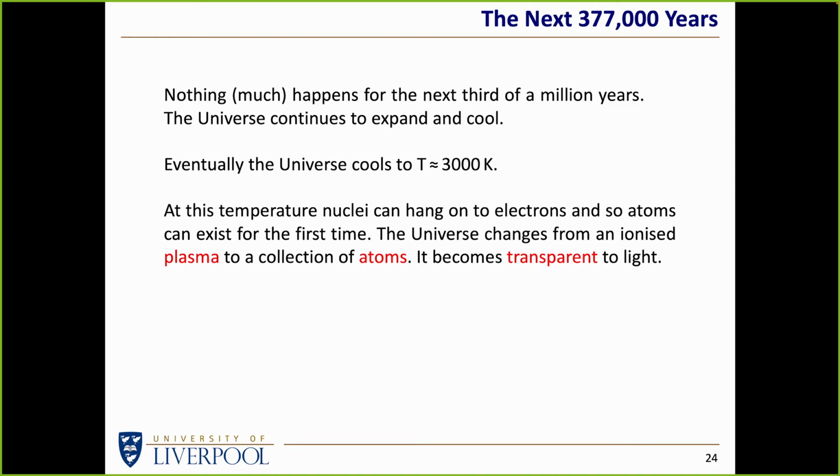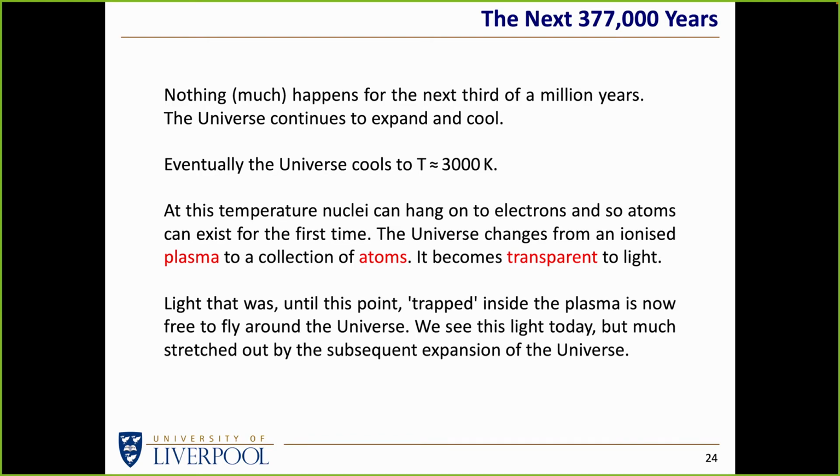So the universe changes from a plasma, a collection of positive and negatively charged particles, into a collection of neutrally charged atoms, because the positive nucleus is now balanced by a negative electron. So for the first time in history, if you like, the universe becomes transparent to light. Up to this point, light has been rattling around like a ball in a pinball machine, bouncing off all of these charged particles. But as soon as the universe becomes transparent, it is possible for the photons of light to go flying off through the universe.